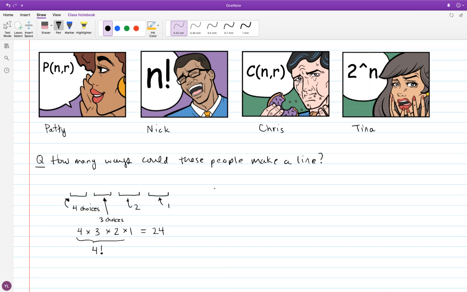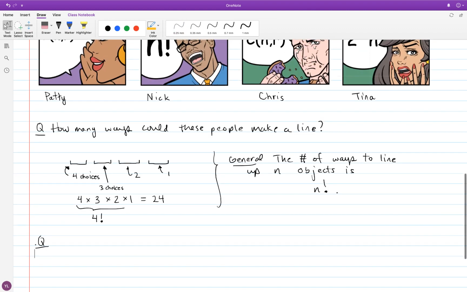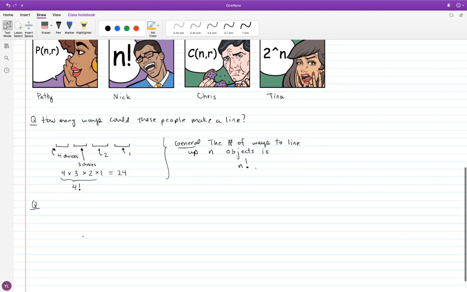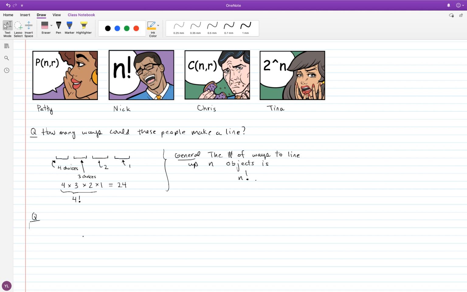Okay, and this is a general principle. Let me write this in general: the number of ways to line up n objects is n factorial. Let's ask a different question. Let's suppose now that we're not going to have all 4 of them line up, but we only want to select 2 of them. Let's say we want to choose 2 of these people to serve as president and vice president of some club or something, right?